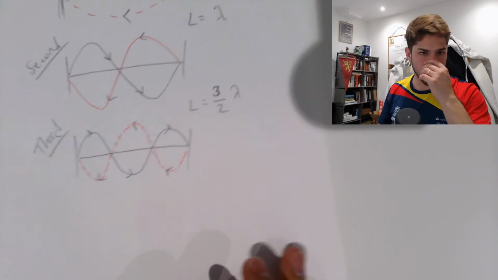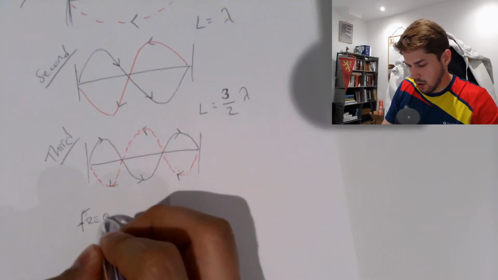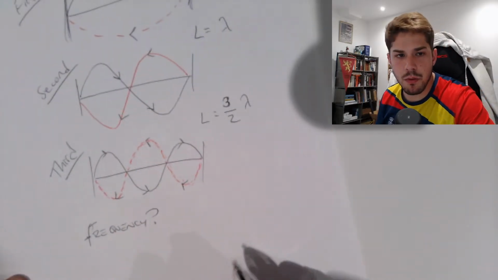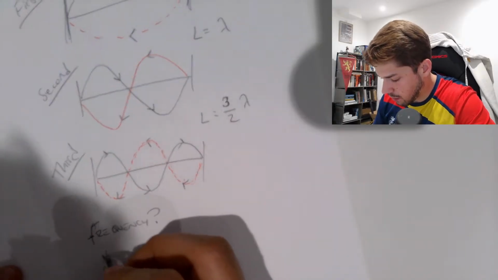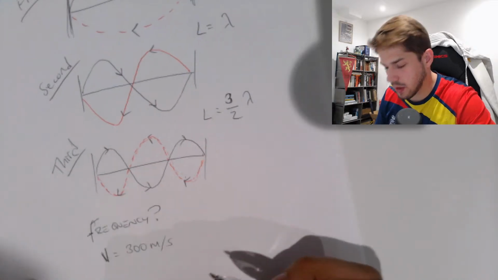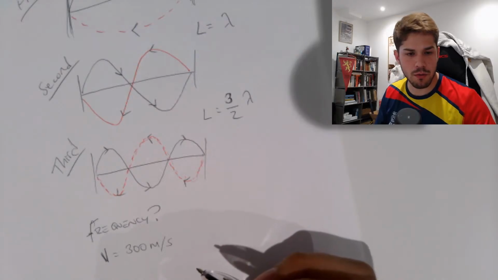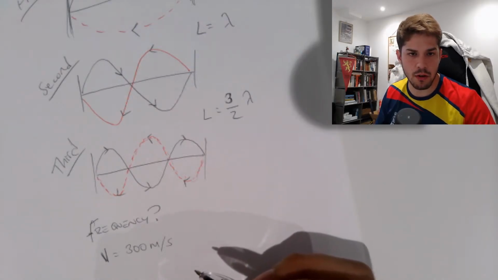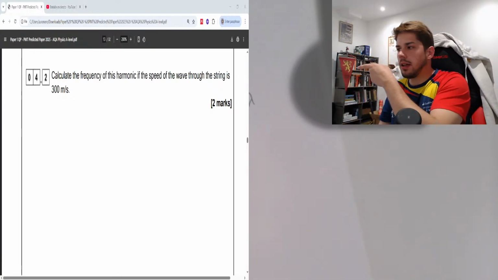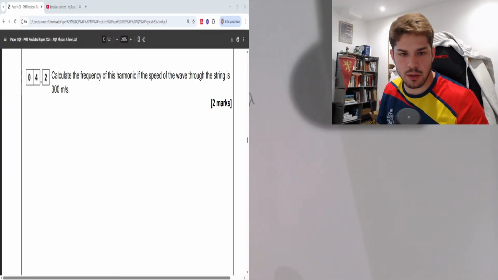So calculate the frequency of this harmonic. They're asking me the frequency of this harmonic if the speed of the wave through the string is, they're saying that the speed is 300 meters per second. All right. For those who do not remember, sorry, I forgot to show you the question. So that is the question. Here, yes. Calculate the frequency when this wave speed is 300 meters per second. That's what they're asking me.